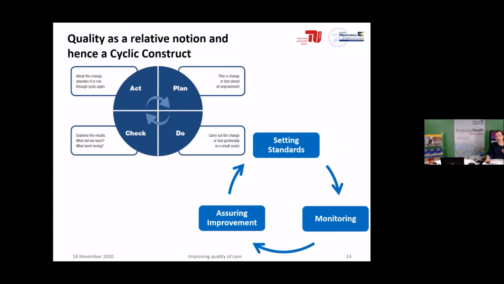And we also argue that you have to differentiate between the targets of healthcare quality improvement strategies.